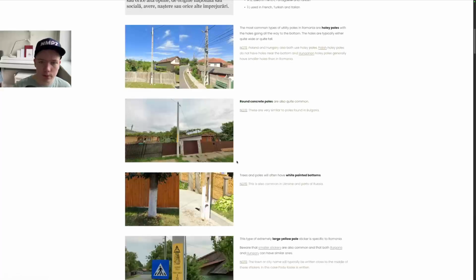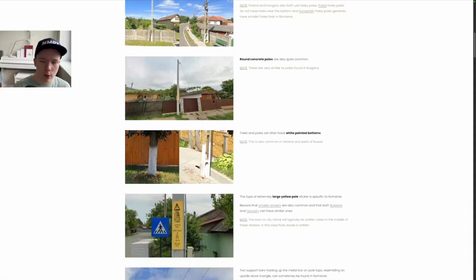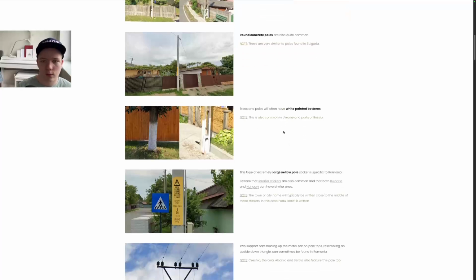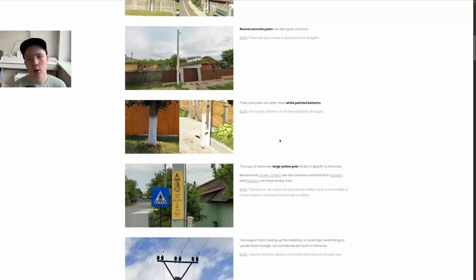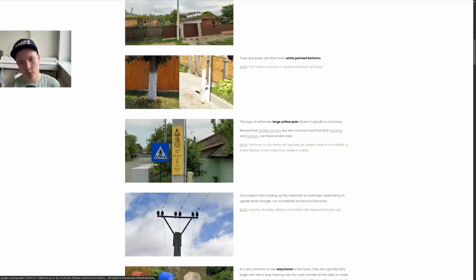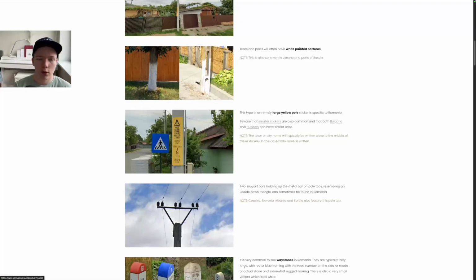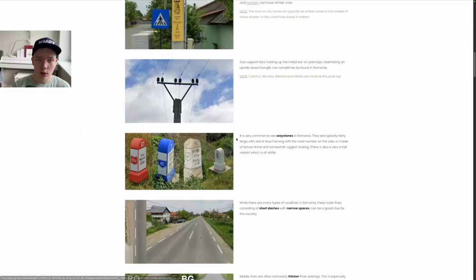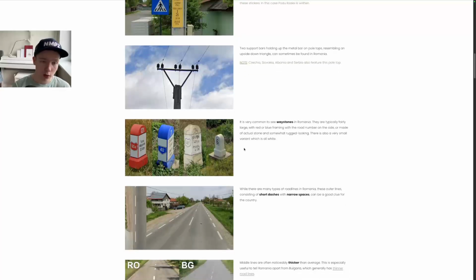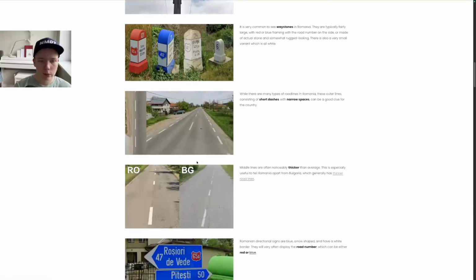Holy poles, white painted buttons sometimes, but you see that in Ukraine, Russia, Kazakhstan, a lot of these. Maybe in Bulgaria sometimes, don't know. There's a large yellow pole sticker thing sometimes. You do see that on some poles, and it's unique to Romania. There's kind of different waystones. Yeah, thicker road lines, I guess.